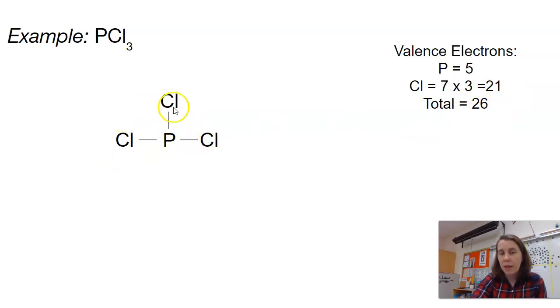I start with the atoms on the outside and fill their octets. Each of these chlorines has 2 from the bond, so we'll add 6 more to give it a full octet, 6 more to that one, 6 more to that one. That gives us 2, 4, 6, 8, 10, 12, 14, 16, 18, 20, 22, 24 electrons. We have 2 more left, and phosphorus doesn't yet have a full octet, so that's where the last 2 electrons are going to go. Now phosphorus has 2, 4, 6, 8.